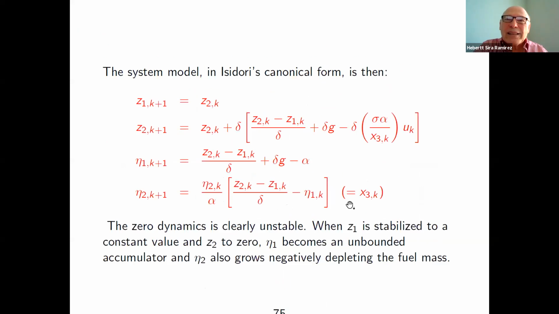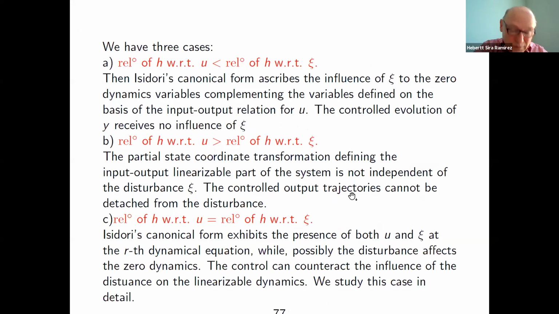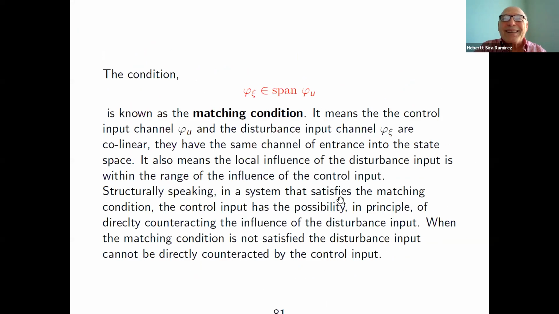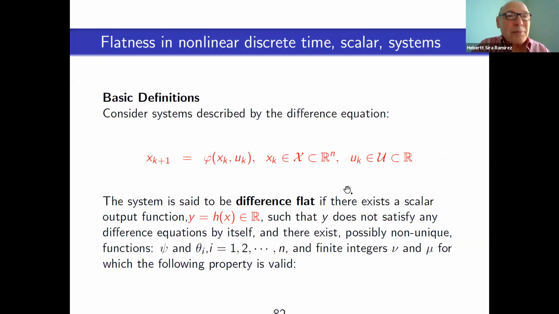Okay, let's go to the next topic. Oh, we're already at the end of the hour and a half, but let me continue for a few minutes talking about flatness in nonlinear discrete time systems. Recall that flatness is a property of the state equation. Whatever flatness is present in the system, it has to be in the state equation. And that is one of the reasons why flatness is so intimately related to the notion of controllability.